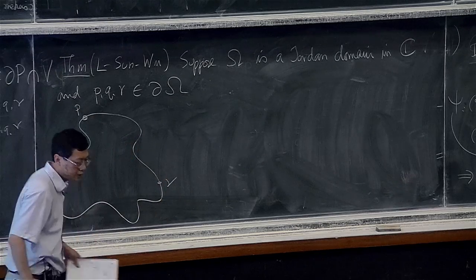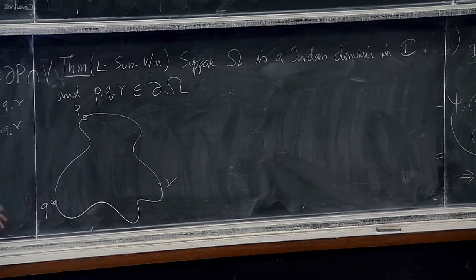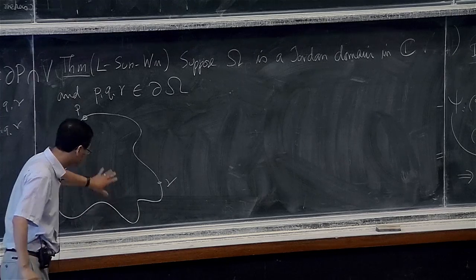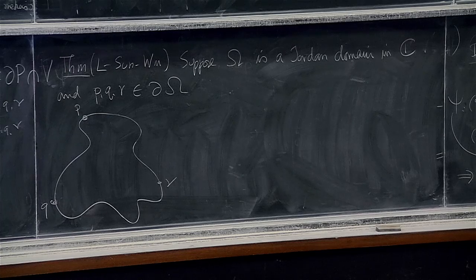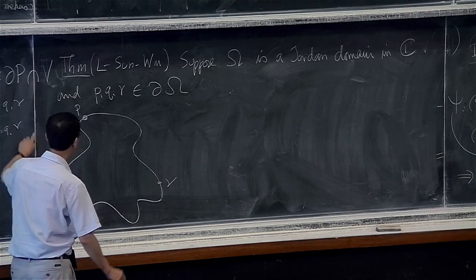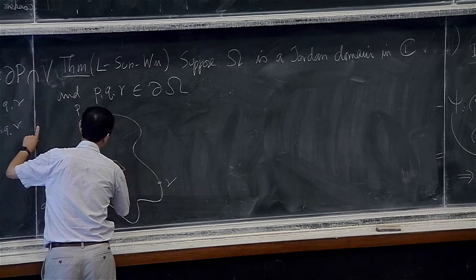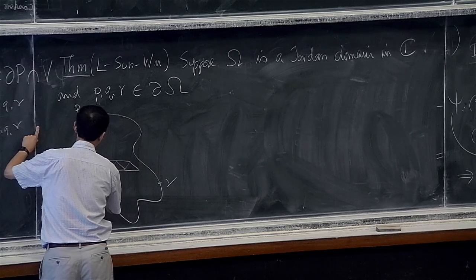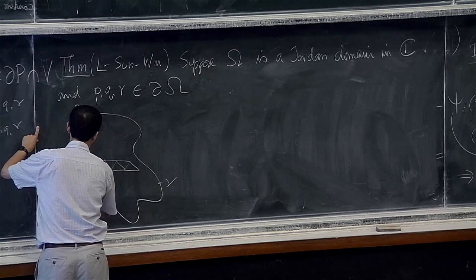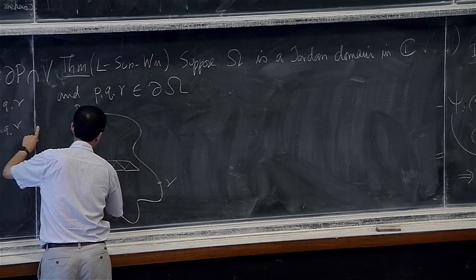And now, just like Thurston, he was trying to approximate the region by a regular hexagonal circle packing. Now we are approximating this by a regular hexagonal triangulation. So you take the regular hexagonal triangulation of side length 1 over n, for instance.